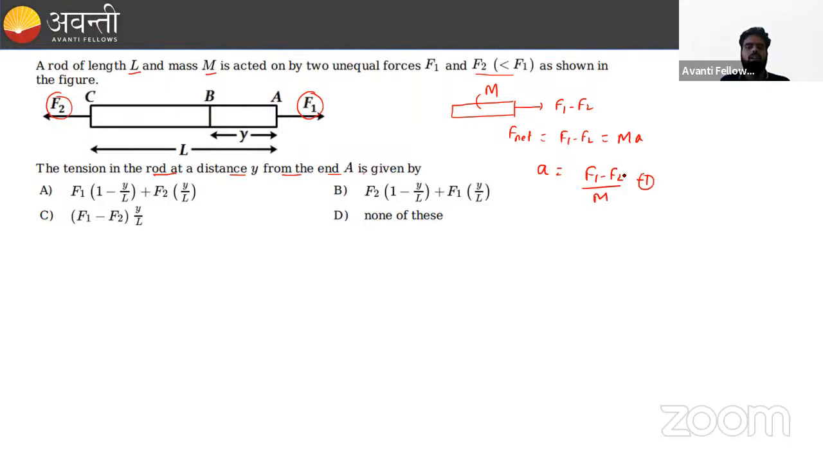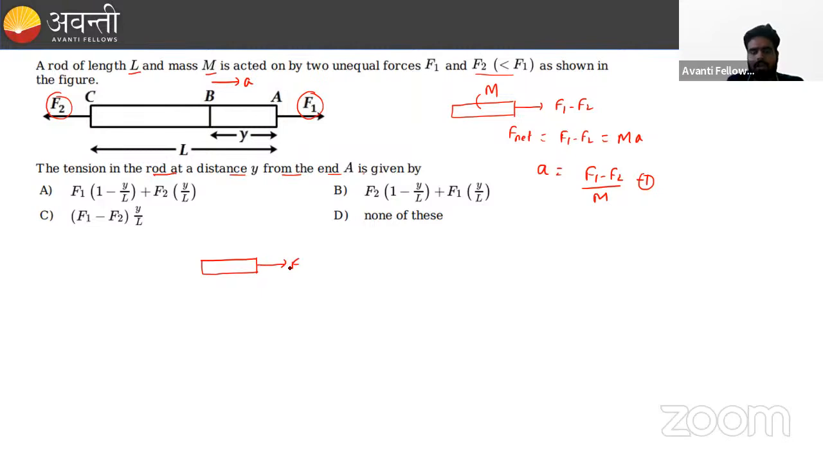Say this is equation number 1. We know that the direction of acceleration is the same as the direction of the net force, that is the rightward direction. So this is the direction of the acceleration. We have to find out the tension in the rod at a distance y from end A. So this is the end A, and this is the cross section B, where we have to find out the tension.